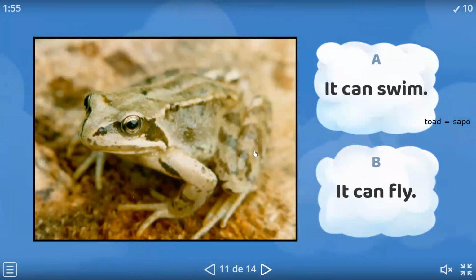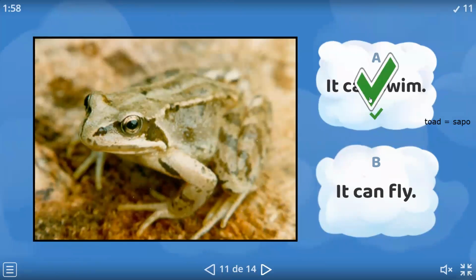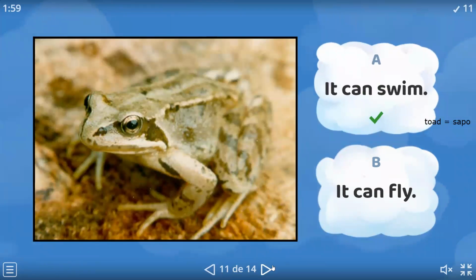Then, that is the other. Ah, yes. It can swim. And it's a toad. Toad. Yes. It's the other. It's a toad.